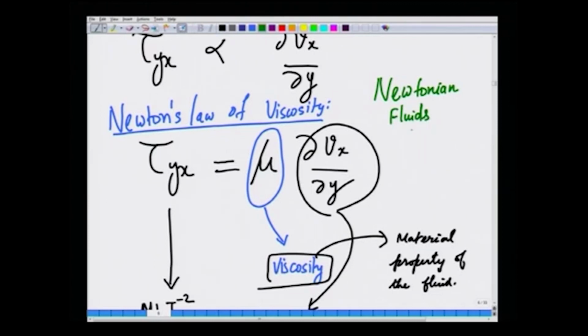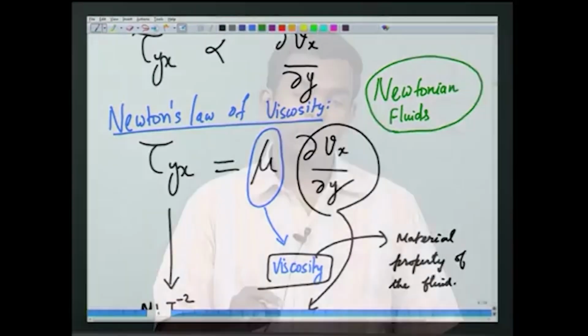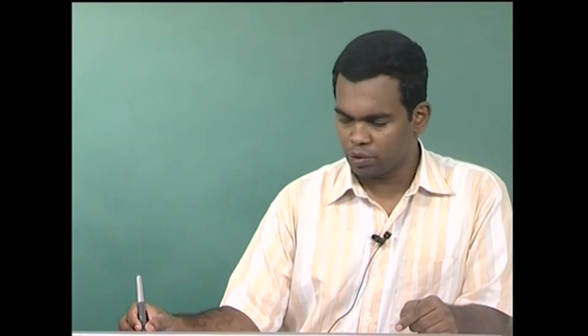The fluids which obey Newton's law of viscosity, which says that the shear stress is directly proportional to the velocity gradient, and the constant of proportionality, which is a true constant independent of flow parameters like velocity or velocity gradient, is called the viscosity of the fluid. Now, this is for the simplest case, but Newton's law must also be written for the most general case.